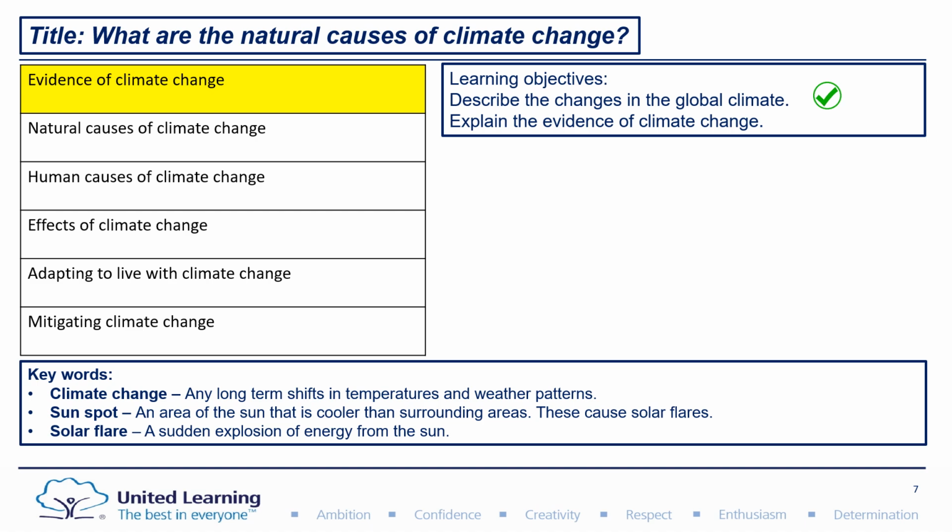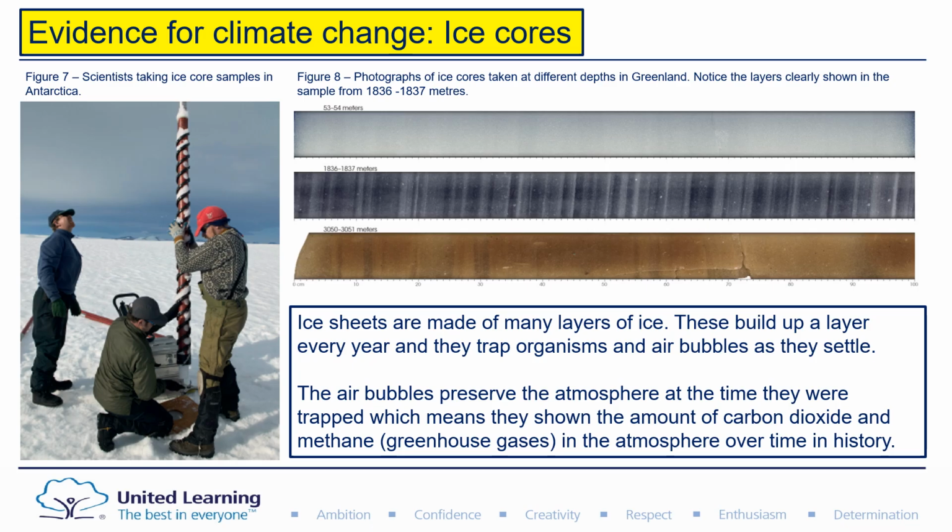So let's have a look. What is there as evidence that the Earth's climate is changing? The first one is ice cores. Okay, these are ice sheets in Antarctica, which are made up of many layers of ice. Each time the ice forms, it freezes the atmosphere. So this ice can show particles of the atmosphere. It can show what gases make up the atmosphere. The ice cores preserve these bubbles of what the atmosphere was like at the time, which means that they show the amount of CO2 and methane in the atmosphere over history.